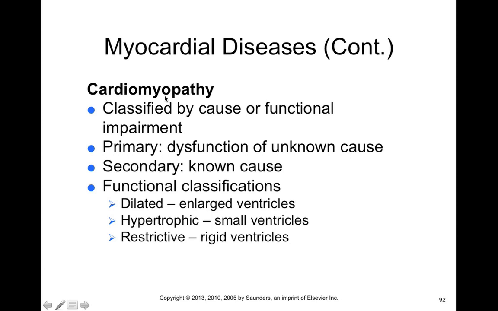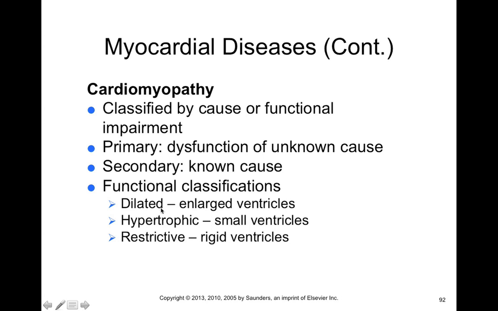Now, this differs from cardiomyopathy, and this is classified by functional impairment. Now, the primary cause of cardiomyopathy is where you have a dysfunction of an unknown cause. Secondary forms of cardiomyopathy are where there's a known cause. And some functional classifications of cardiomyopathy are dilated, hypertrophic, and restrictive cardiomyopathies.